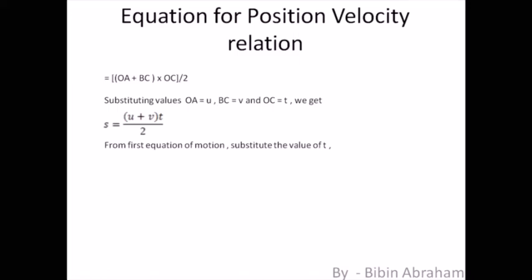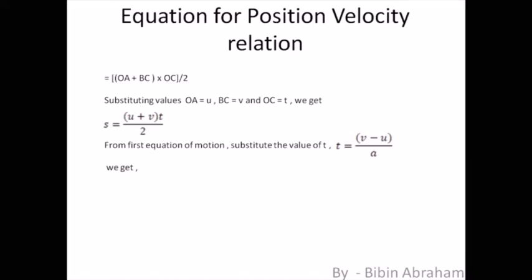But here I will do one more thing. From the first equation of motion, substitute the value of T. See, we have studied your first equation of motion, that is, V is equal to U plus AT. That was your first equation of motion. From there, I will substitute the value of T. If I find out the value of T from the first equation of motion, T is equal to V minus U upon A, right? You can do it in your copy there, right?